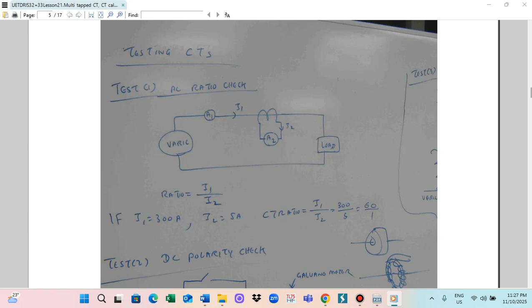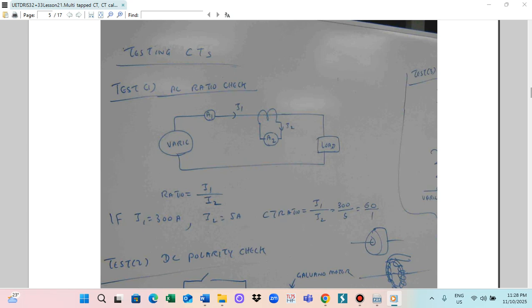Divided by ammeter reading, A2. So in this way you can calculate the CT ratio. CT ratio is the primary current and the secondary current, divided.